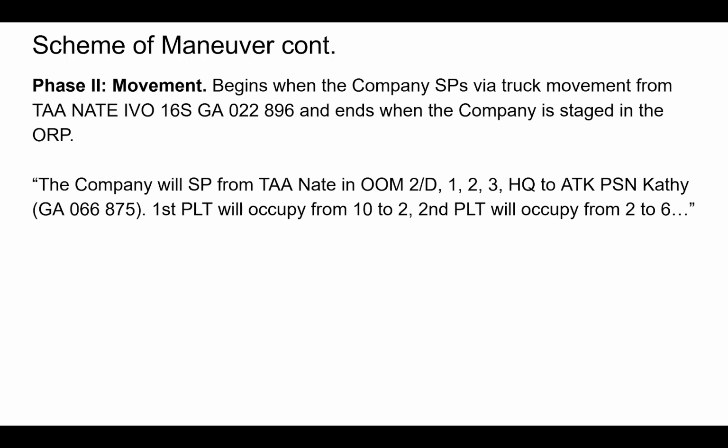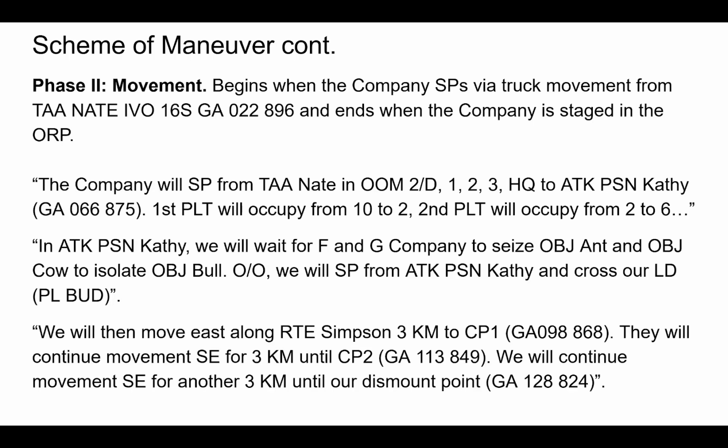So this is just examples, little quotes that I've pulled from a company op order that can kind of give you an idea. So after you describe what each phase was generally, begins with, ends with, what's critical to it, this is when you start moving into, hey, by phase. In this case, I started with phase 2 because that's usually when you start talking about specifics. Phase 1 is always just prep, but phase 2 as an example is, hey, the company's gonna SP from the assembly area in this order of movement, going to this position, occupying from this area to this area.